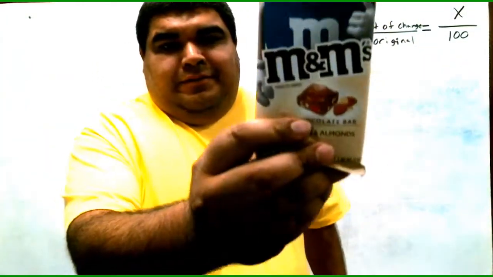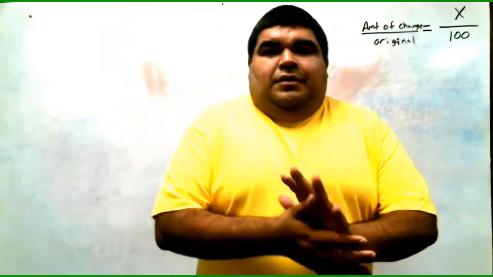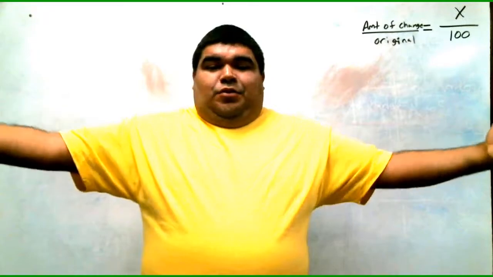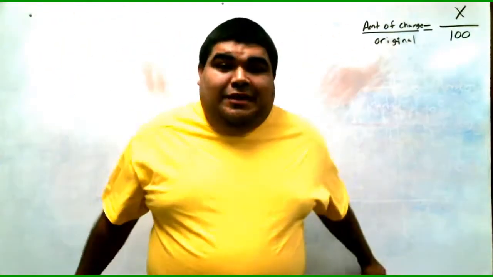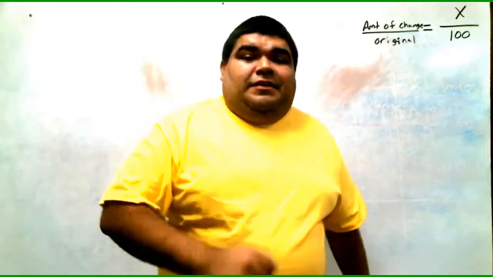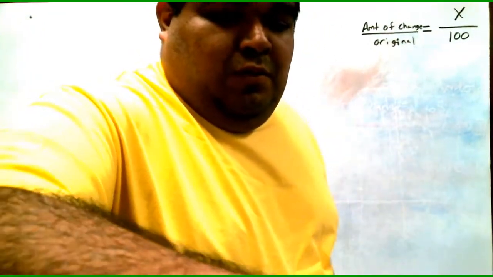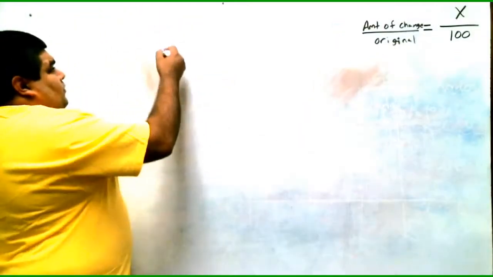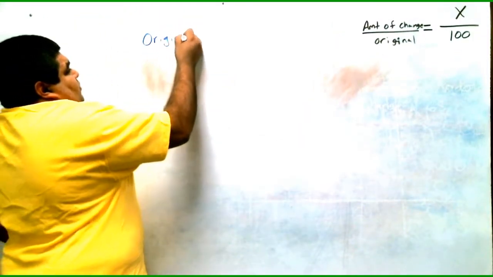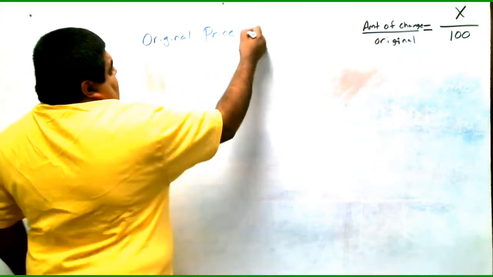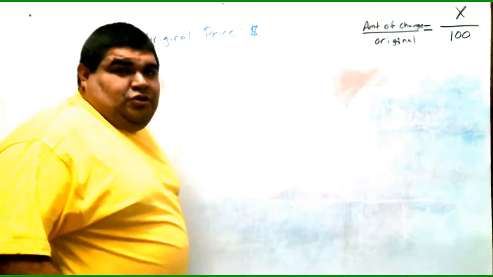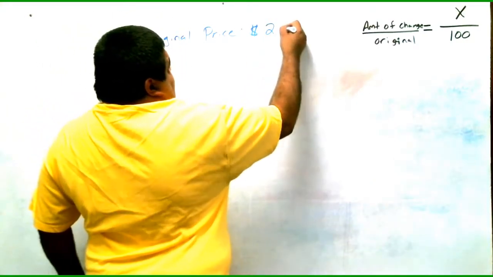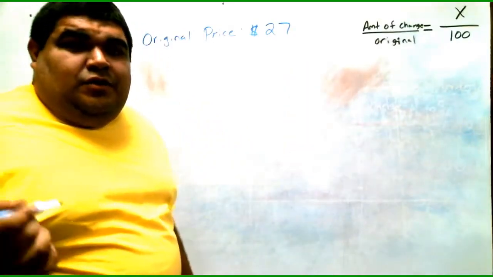All right, guys. So for today's example, we're going to use this chocolate bar. Okay. We're going to pretend we're running out of chocolate. Prices are really high. So the price of the chocolate was, should I say, the original price was $27. Okay? It used to cost 27.